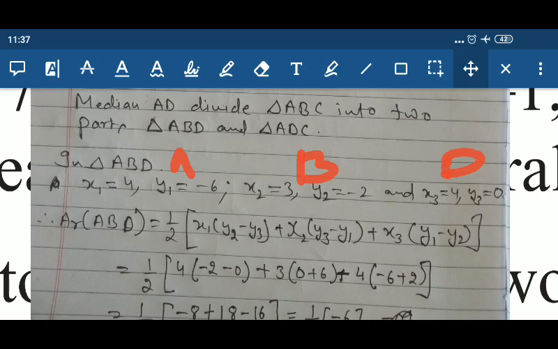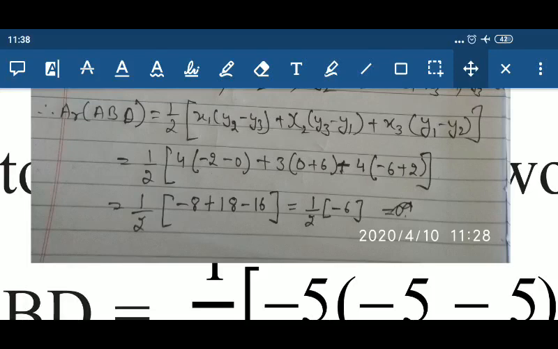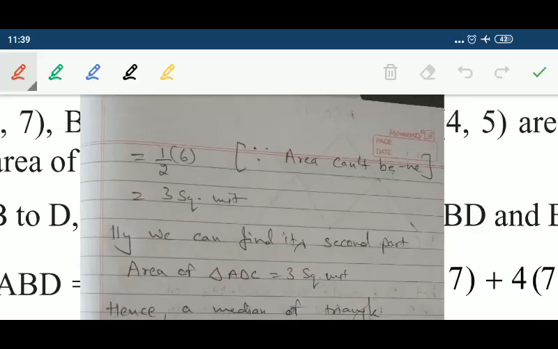After putting in the values we get 1 by 2 [4(minus 2 minus 0) plus 3(0 plus 6) plus 4(minus 6 plus 2)], and after simplification we get the area of the triangle equal to minus 3. We will not take the area as negative, so we write the area of the triangle as positive, which equals 3 square units.